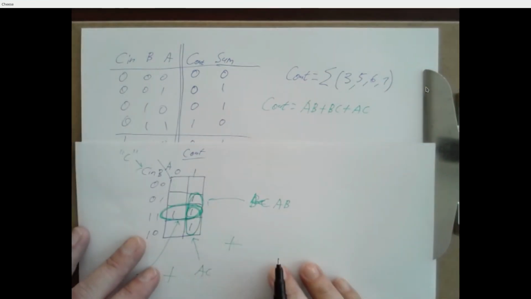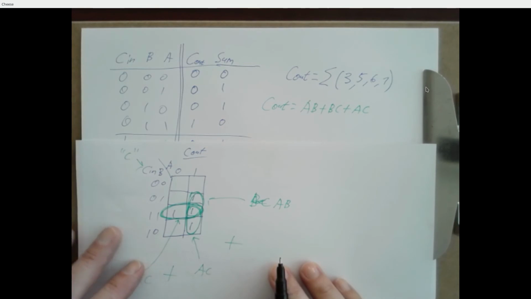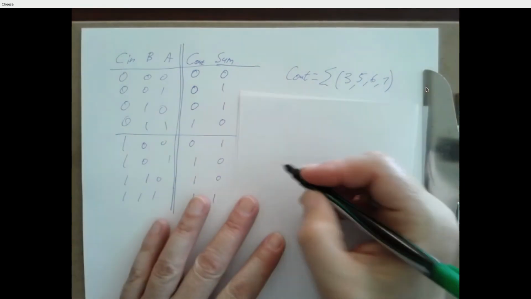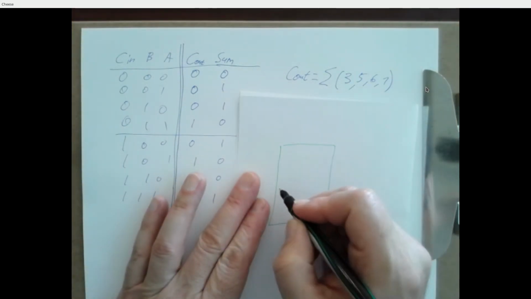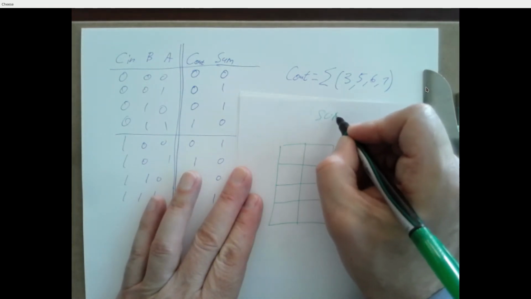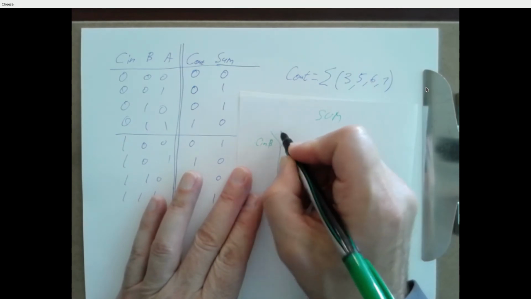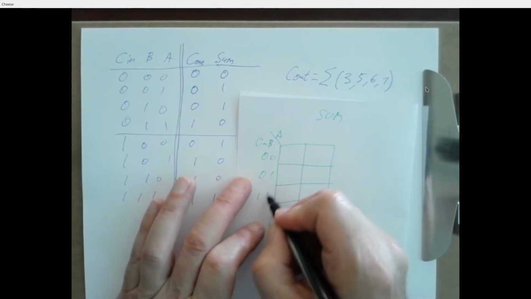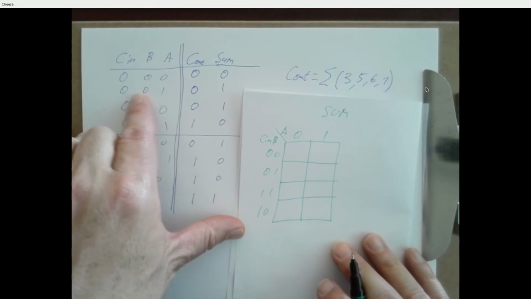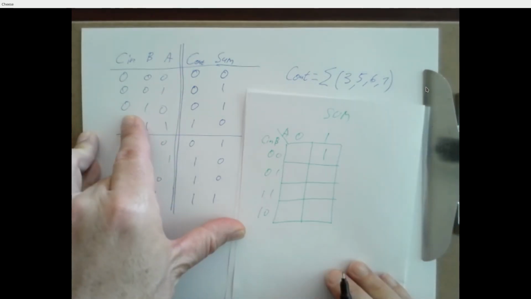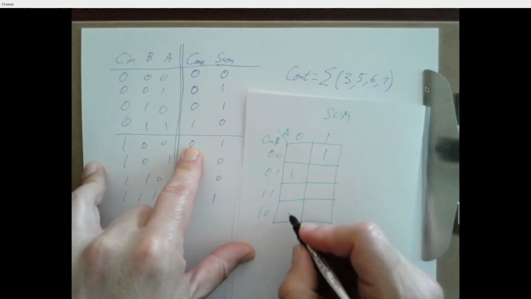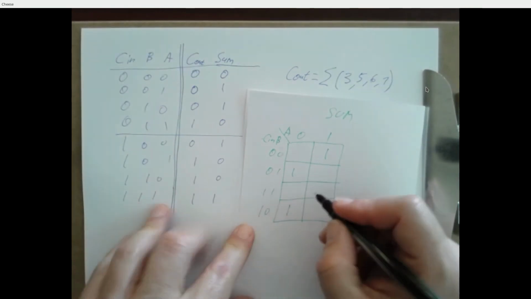All right, so there's an expression for the carry out. Everybody good with that? All right, let's take a peek at the sum. So the sum should be 1 for 0, 0, 1, that's right here. 0, 1, 0, that's right here. 1, 0, 0 is right here. And 1, 1, 1, that's right here.